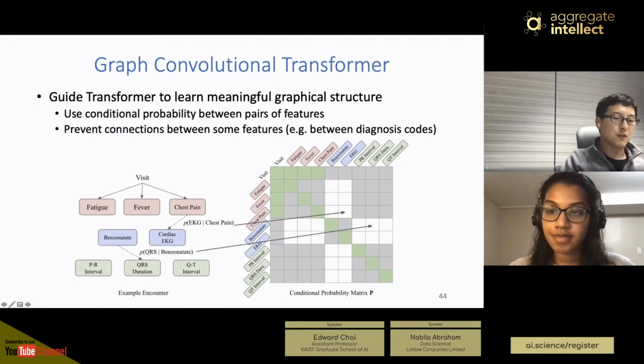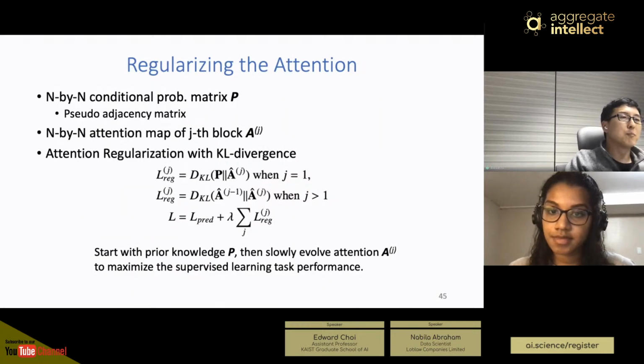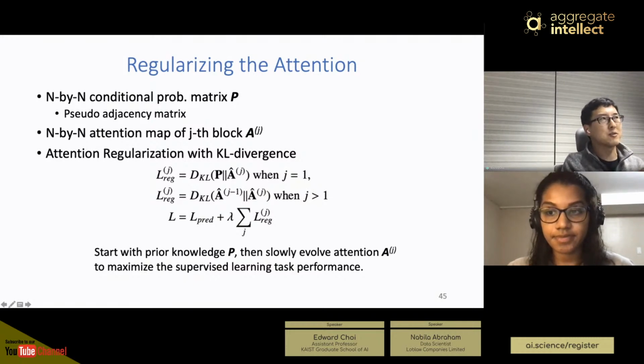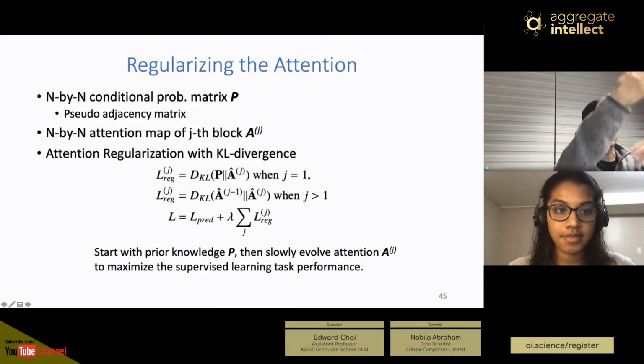So in different blocks. Okay, so like the jth block, there's the prior conditional probability matrix block, then there's a self-attention block, another self-attention block. And I was basically doing just scale divergence between the attention maps to regularize.